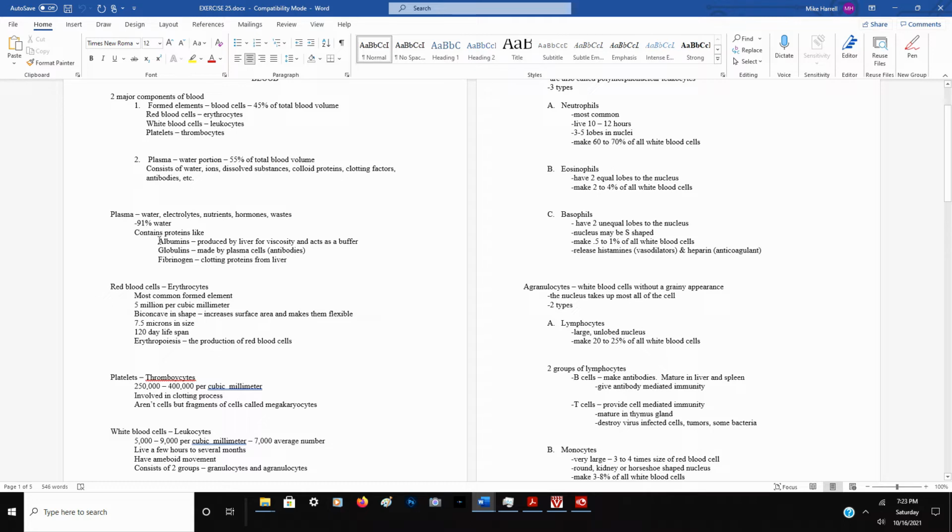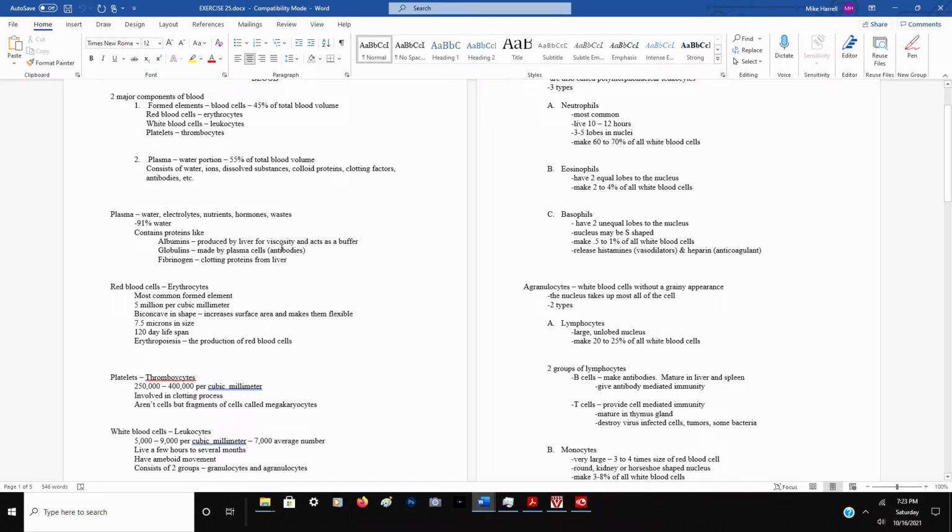The albumin's the biggest group here, produced by the liver, have a lot to do with blood viscosity, how thick it is and how it flows. It also works as a buffer. Most proteins have a negative charge that'll help to neutralize the positive hydrogen, keeping the blood and body from getting too acidic. Globulins right here.